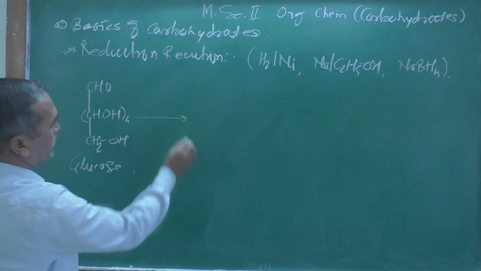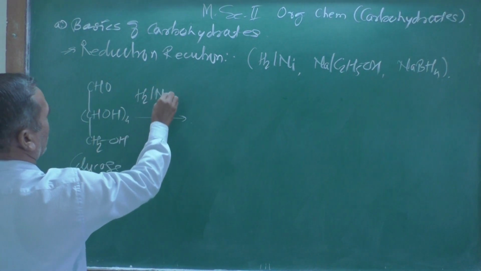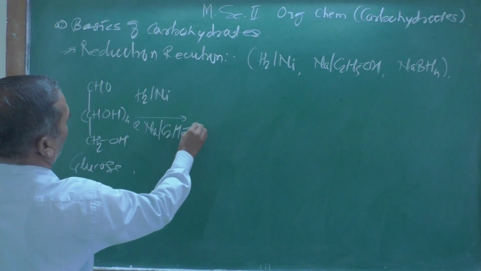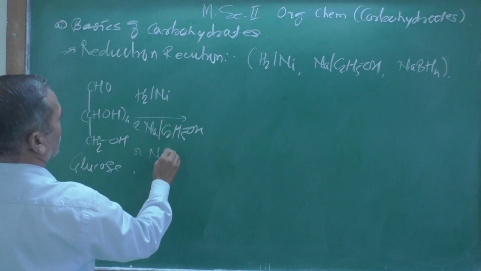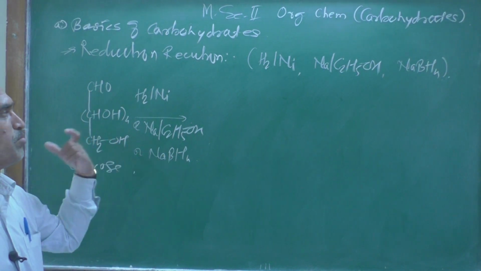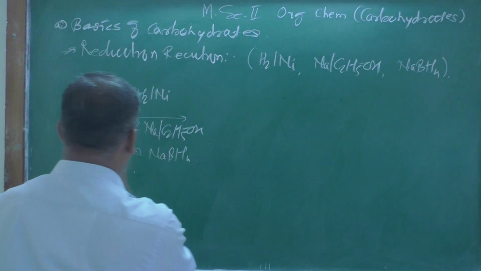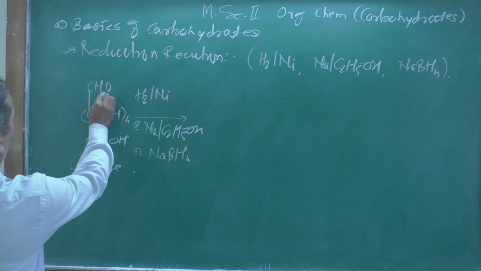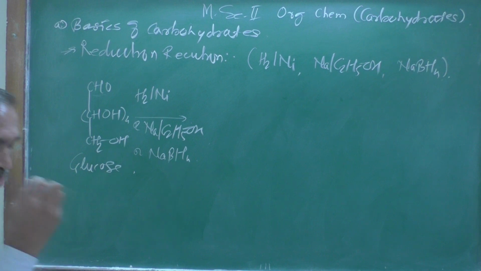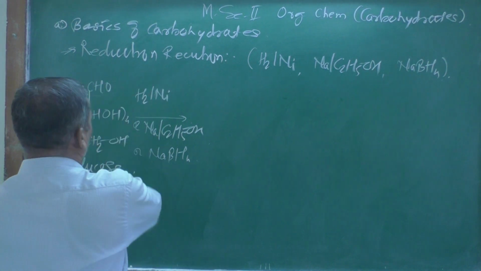When it is treated with either H2 in the presence of nickel, or sodium in the presence of ethanol, or sodium borohydride (the name of NaBH4 is sodium borohydride), all these three are reducing reagents. What they will do here: only an aldehyde group is present in the glucose, and that aldehyde group is going to be converted into the corresponding primary alcohol.